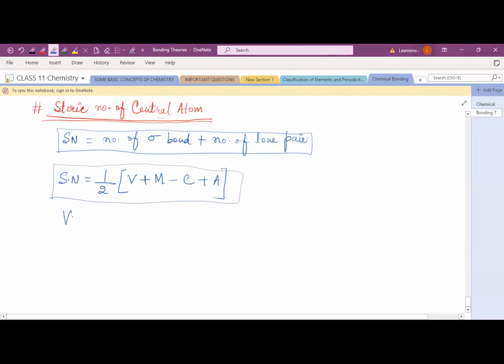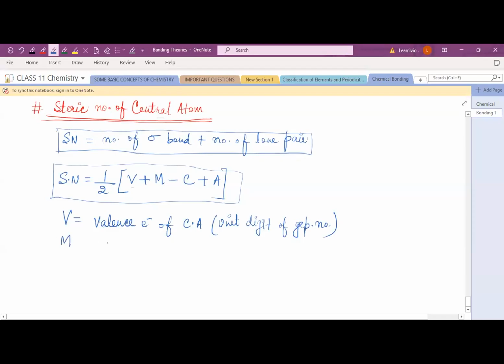Now what is V over here? So V is the valence electrons of the central atom. Okay, and if you don't remember the valence electrons of that central atom, just remember the valence electron is basically the unit digit of its group number. Okay, आपको group number याद होना चाहिए. That element is present in which group. So basically it represents the valence electrons of the central atom. And what is M?